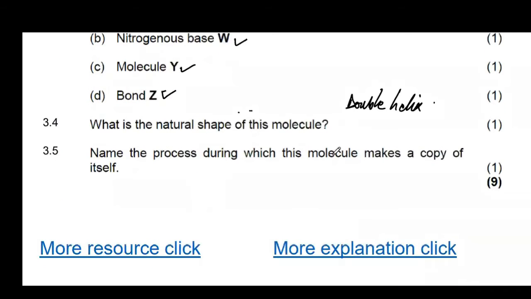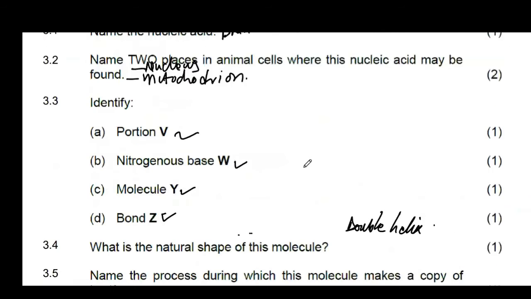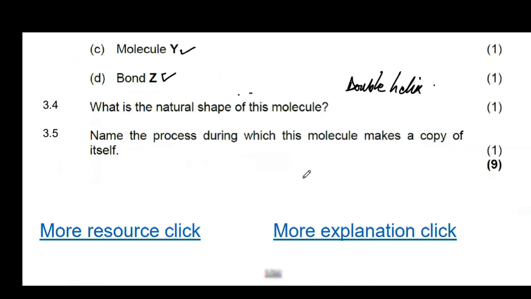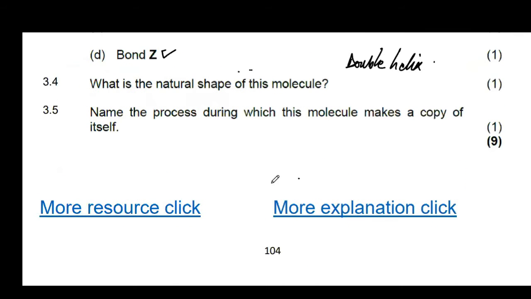Name the process during which this molecule makes exact copy of itself. How does DNA make exact copy of itself? How does it replicate? So the answer is DNA replication. So that is the process by which DNA makes exact copy of itself. Why does it occur? Some questions can come here. Why does DNA replication occur? It occurs to double the chromosome number.